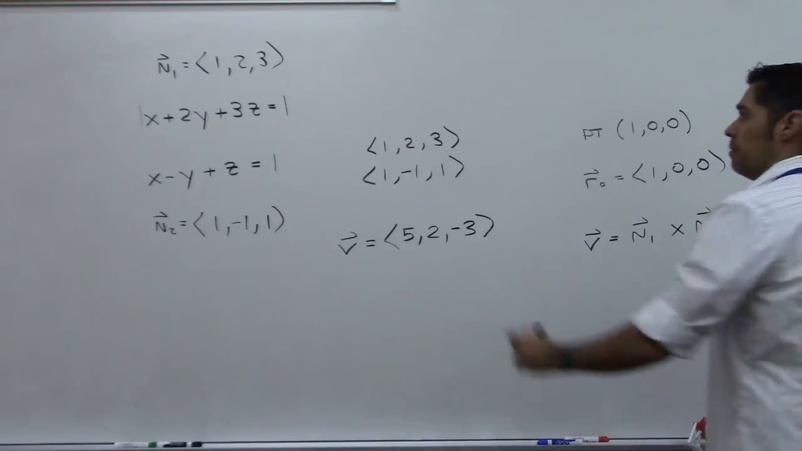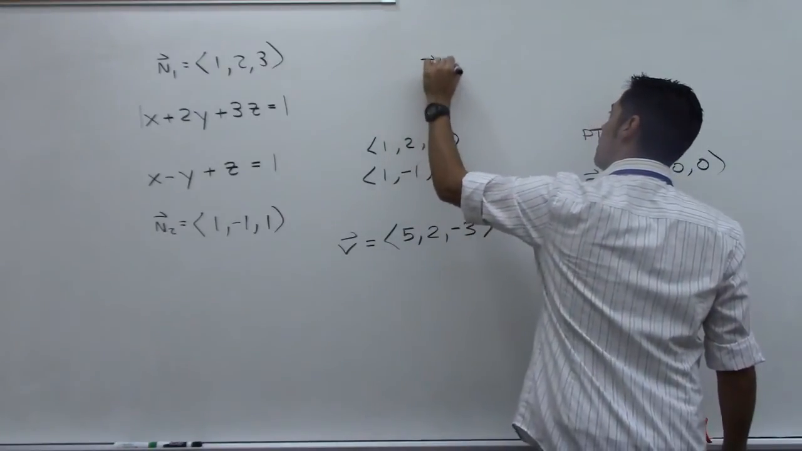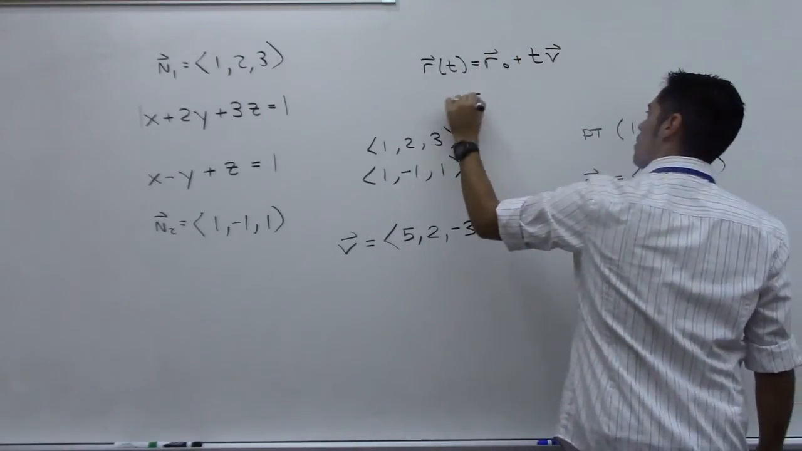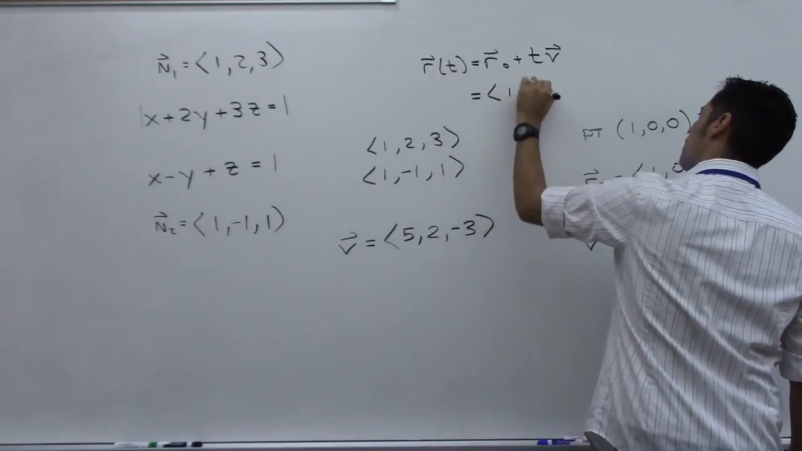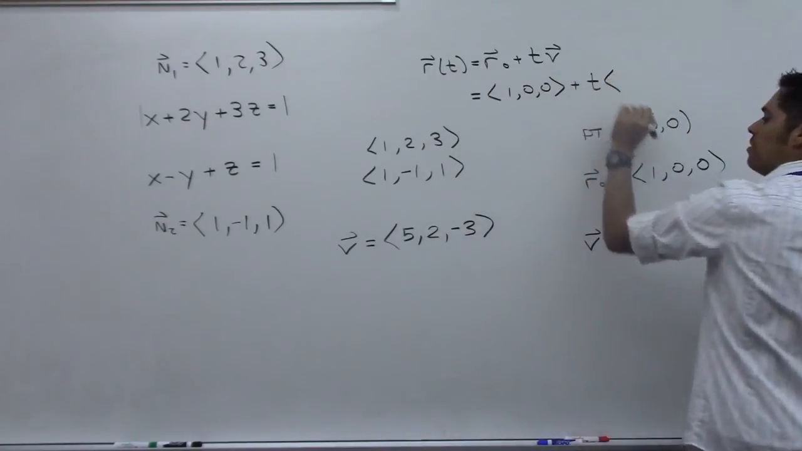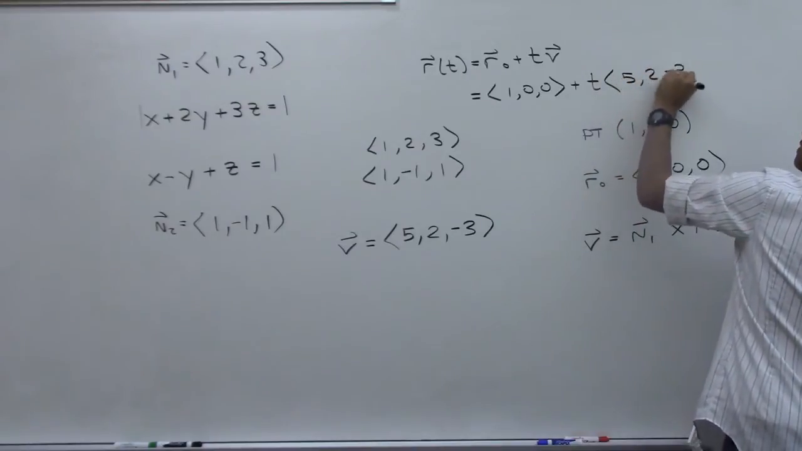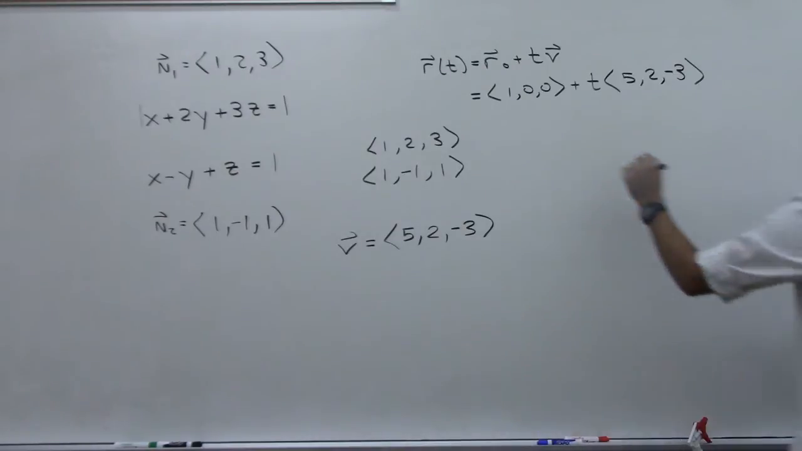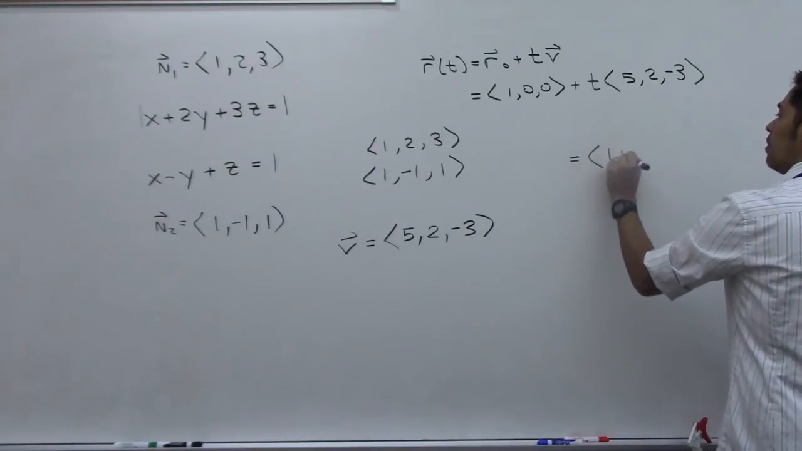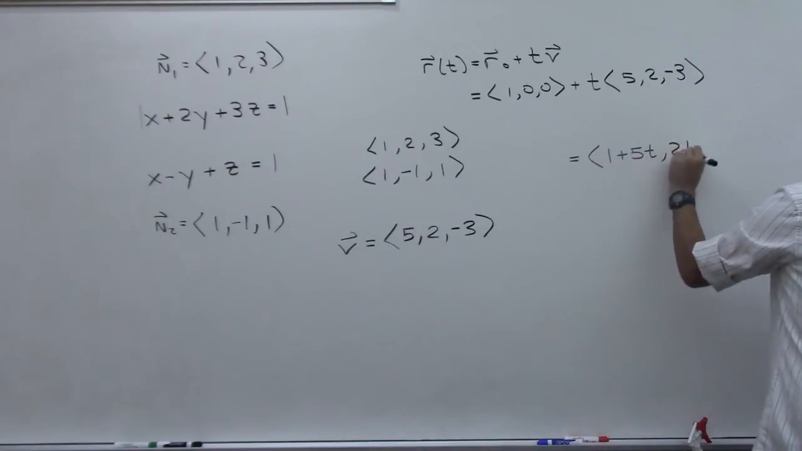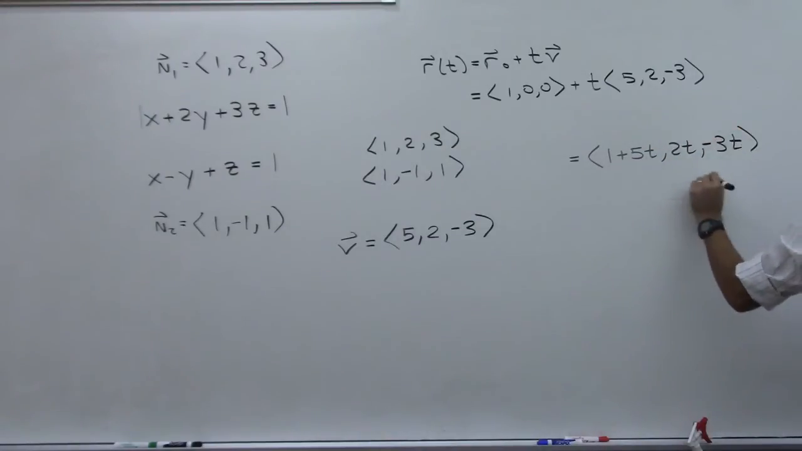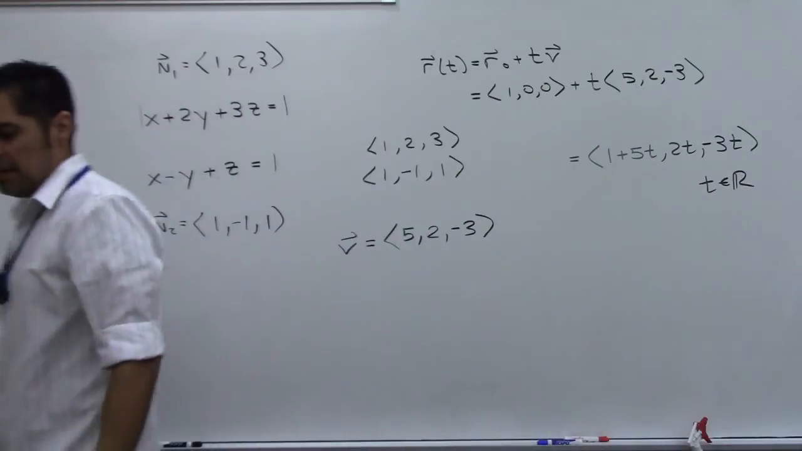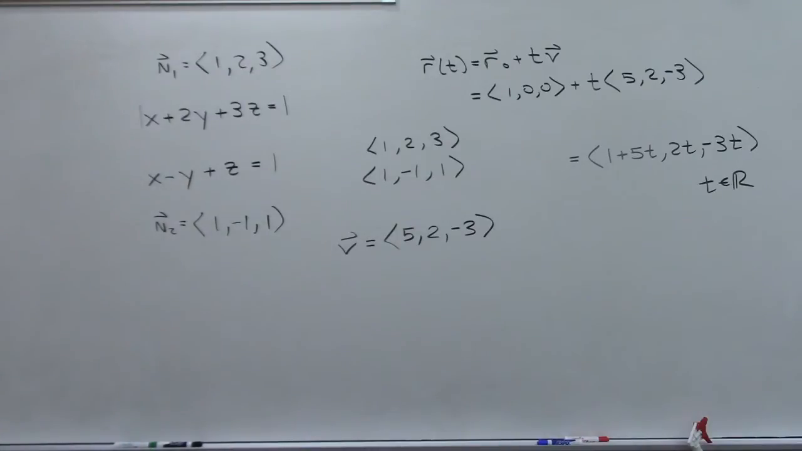So we're ready. Put it together. R of t equals R naught plus tV, which is R naught was 1, 0, 0, plus t times our direction vector, 5, 2, negative 3. And then I'll just put it all together right now. So we have 1 plus 5t, 2t, negative 3t. t is a real number. This should draw the line that is the intersection of those two planes.